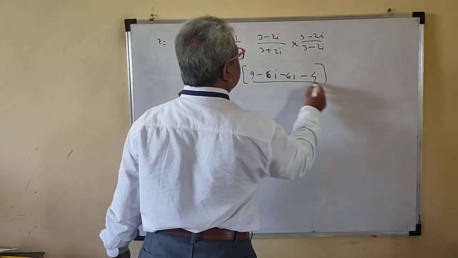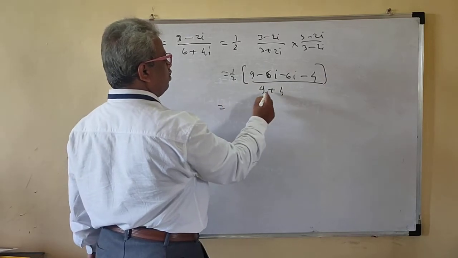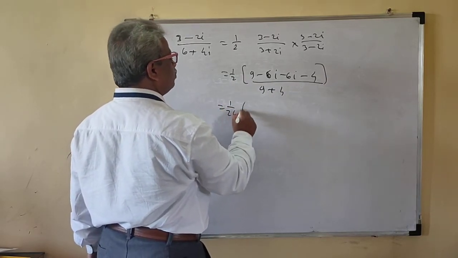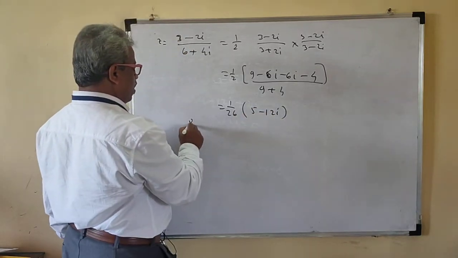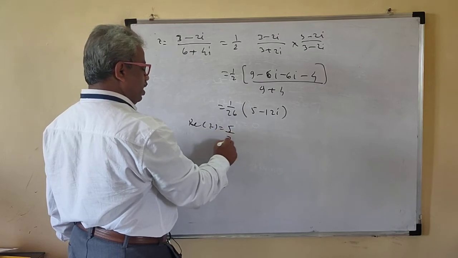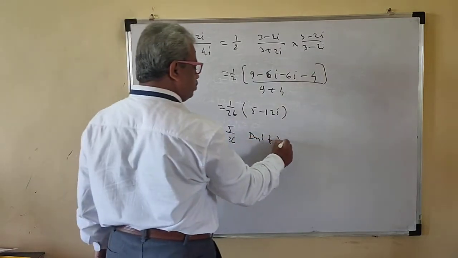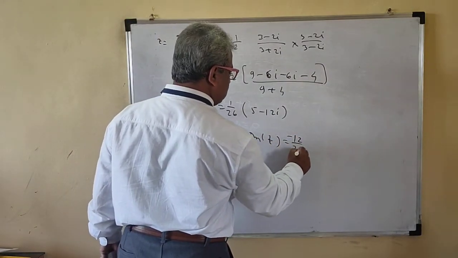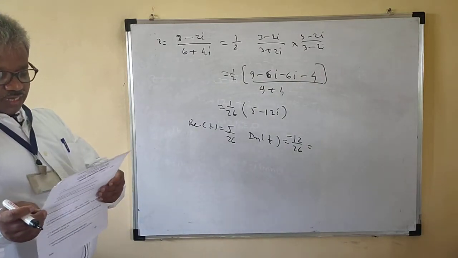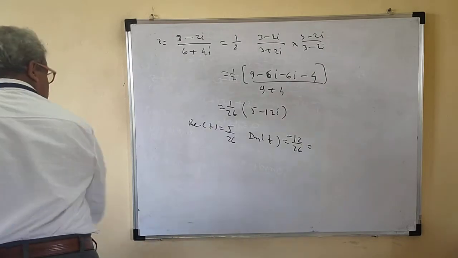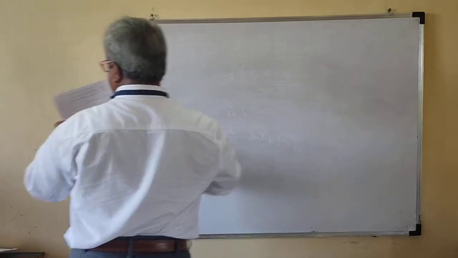So upon this we have 9 plus 4, which is 13. 1 by 26 now, so this is 5 minus 12i. Okay, so the real part of z is 5 by 26. The imaginary part of z is minus 12 by 26. So you can simplify this ratio. I hope that you understand this one. Easily you can simplify this.